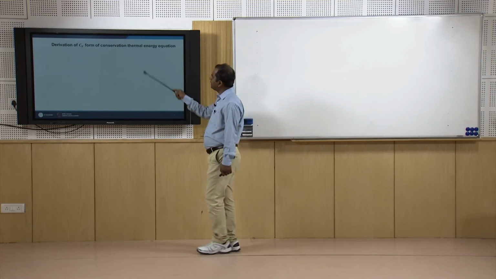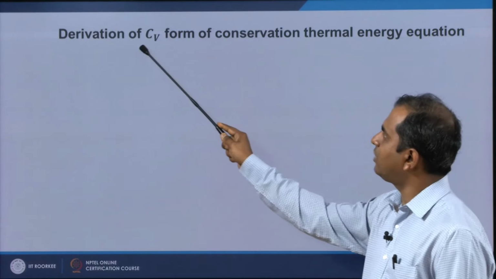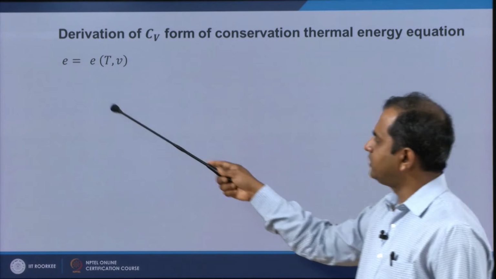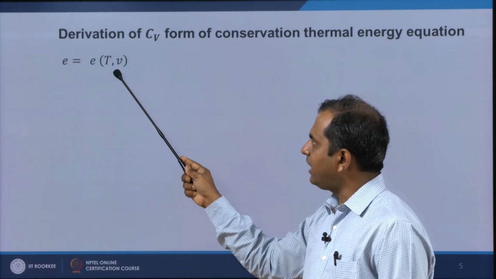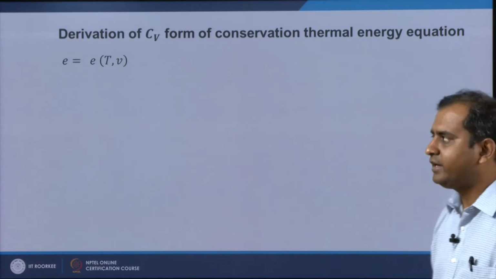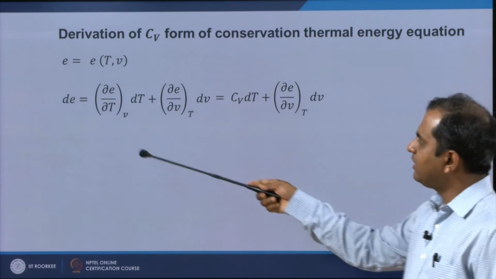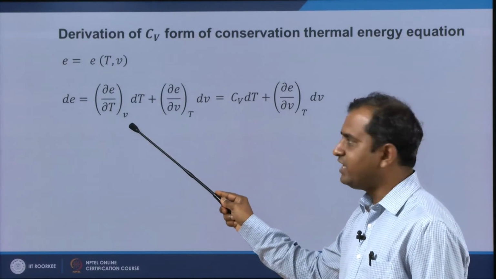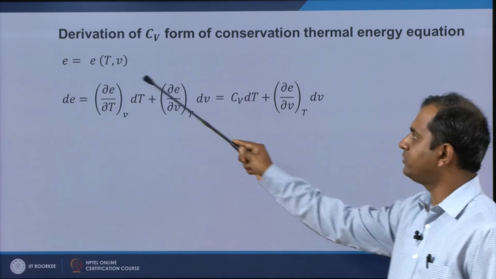So, first I will be going for the thermal energy balance equation in the form of CV. Okay. So, the derivation of the CV form of conservation of thermal energy balance. We will start this derivation from this: internal energy E can be written as a function of temperature and volume, T comma V. If I write it like this and then try to find the derivative of E, as it is a function of T and V, this can be written as del E/del T at constant V into dT plus del E/del V at constant T into dV, because it was a function of T and V only.